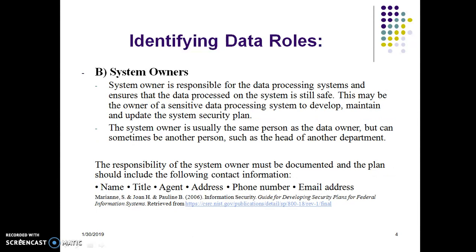System owners is the second role. The system owner is responsible for the data processing systems and ensures that the data processed on the system is safe. This may be the owner of a sensitive data processing system, to develop, maintain, and update the system security plan. The system owner is usually the same person as the data owner, but sometimes can be another person, such as the head of another department. The responsibility of the system owner must be documented, and the plan should include the following contact information: name, title, agent, address, phone number, and email address.